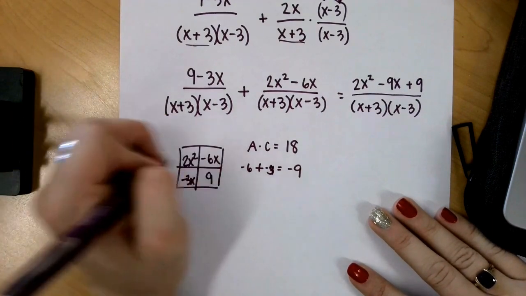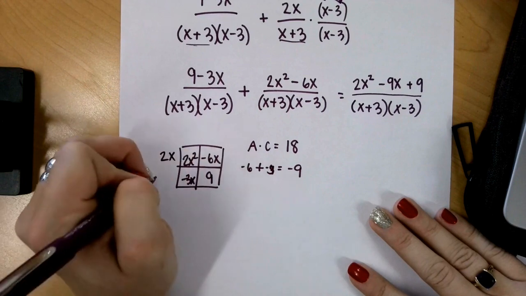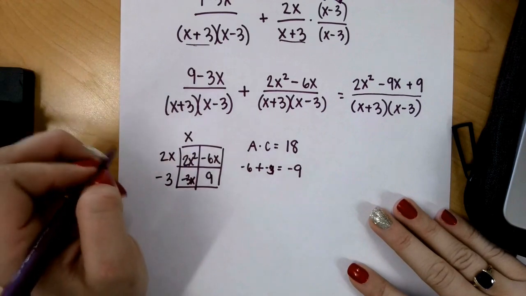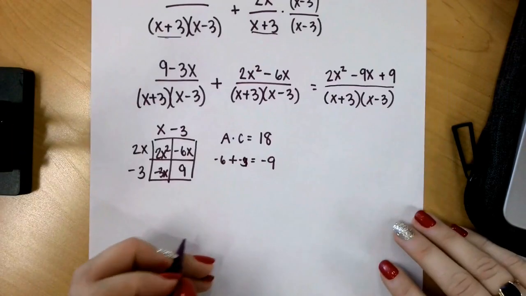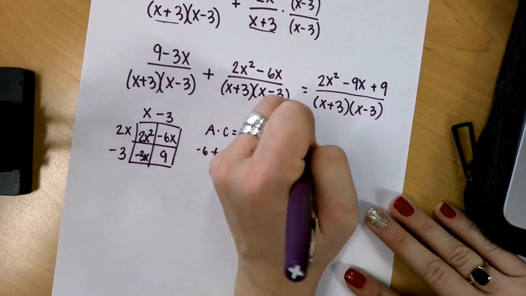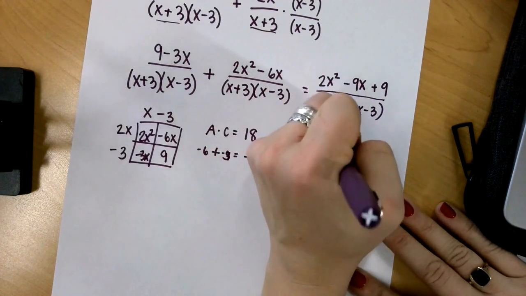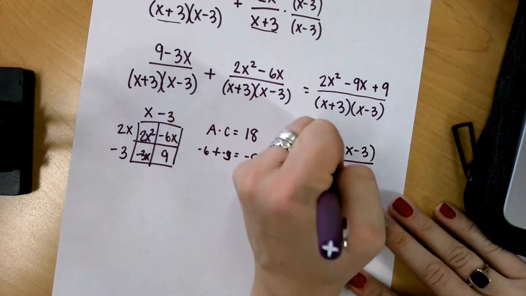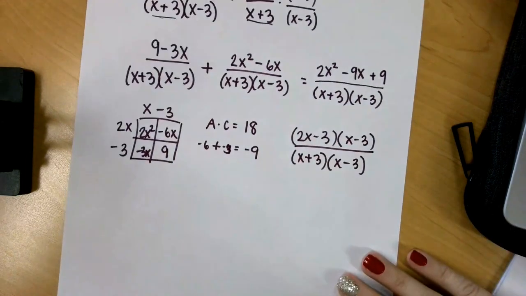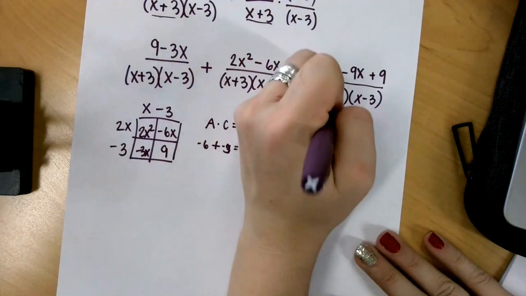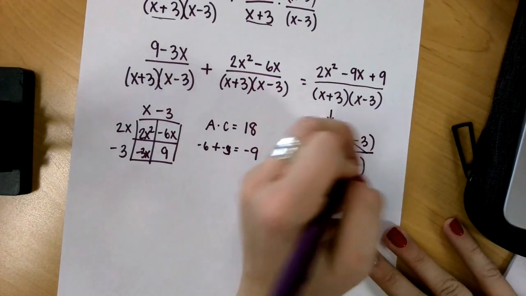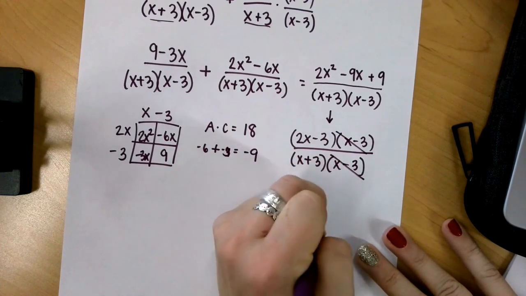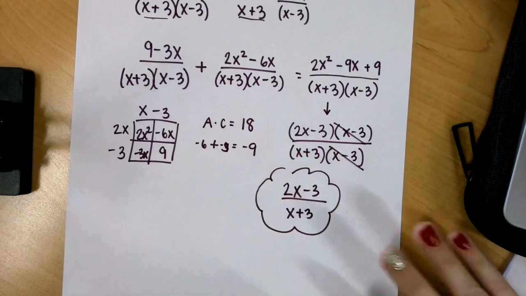Looking for GCFs again. So I've got 2x here, got a minus 3 here. I've got an x here and a minus 3 here as well. So my new equation is 2x minus 3 times x minus 3 all over x plus 3 times x minus 3. So again, what do we have in common? We have x minus 3's. So my final answer is 2x minus 3 over x plus 3. And that's my final answer.